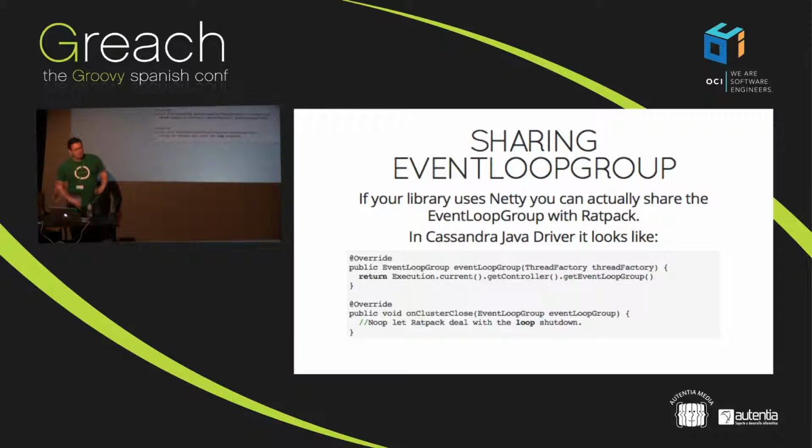So that's the basics of adapting asynchronous libraries and some of these Netty libraries to Ratpack. Are there any general questions?